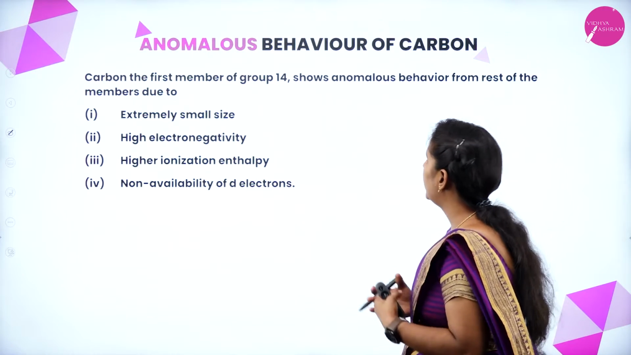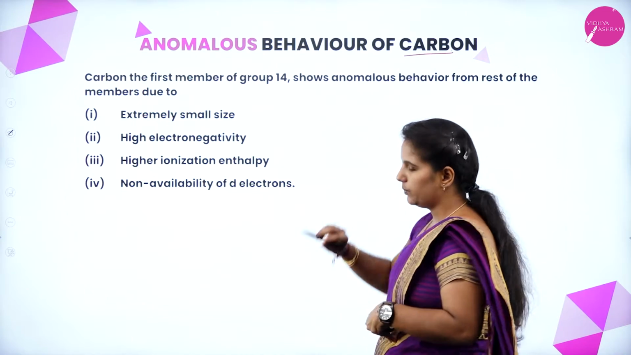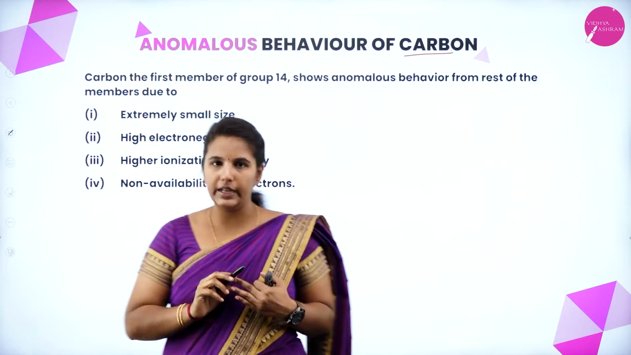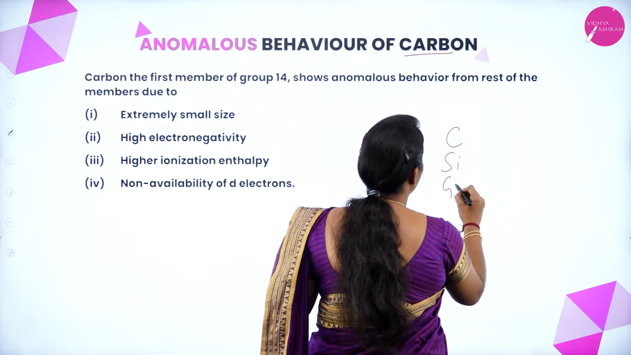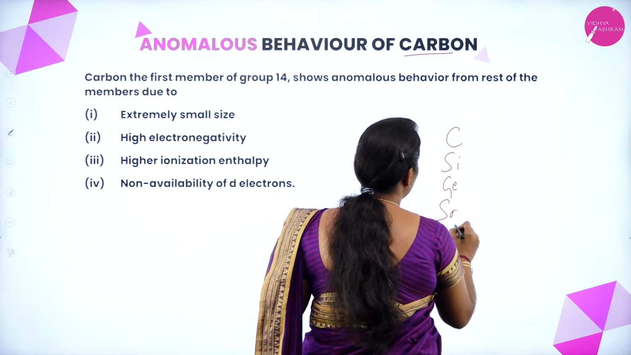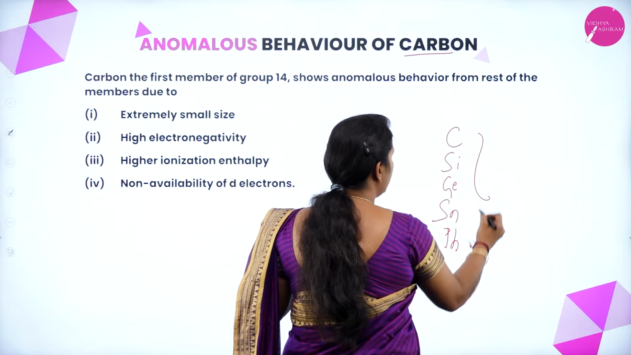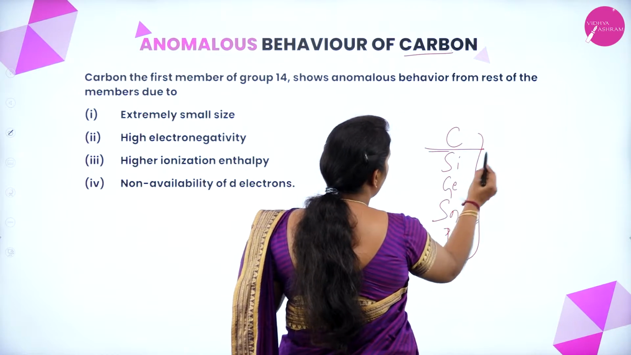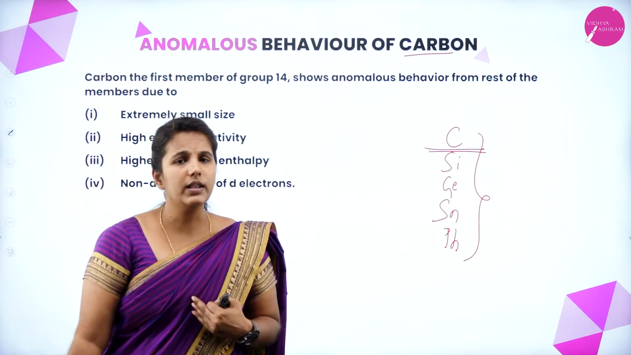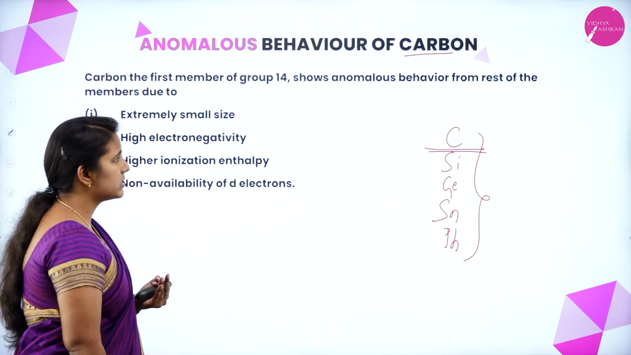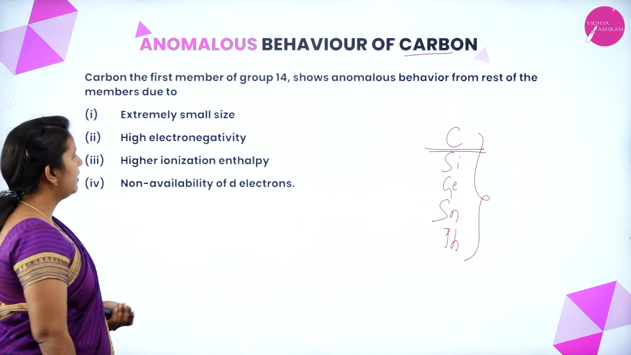Next we have the anomalous behavior of carbon. If you see the group 14 elements, the first one is carbon, then silicon, germanium, tin and lead. The first element, carbon, looks different from the rest of the elements. Why does carbon look different from the rest of the elements? We'll see the reason for that.